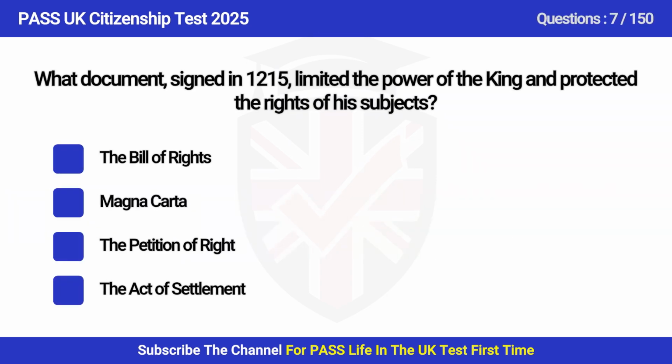What document, signed in 1215, limited the power of the king and protected the rights of his subjects? A. The Bill of Rights, B. Magna, C. The Petition of Right, D. The Act of Settlement.